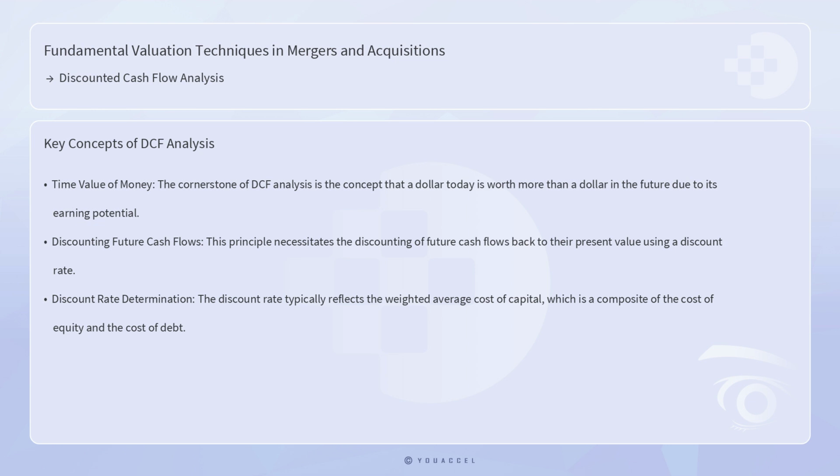The cornerstone of DCF analysis is the concept of the time value of money, which posits that a dollar today is worth more than a dollar in the future due to its earning potential. This principle necessitates the discounting of future cash flows back to their present value using a discount rate. The discount rate typically reflects the weighted average cost of capital, which is a composite of the cost of equity and the cost of debt, adjusted for the company's capital structure.